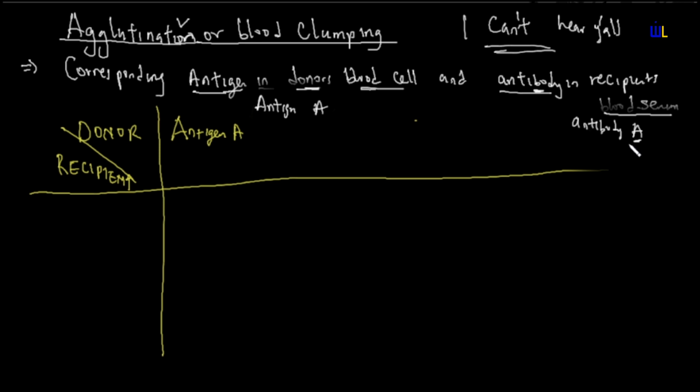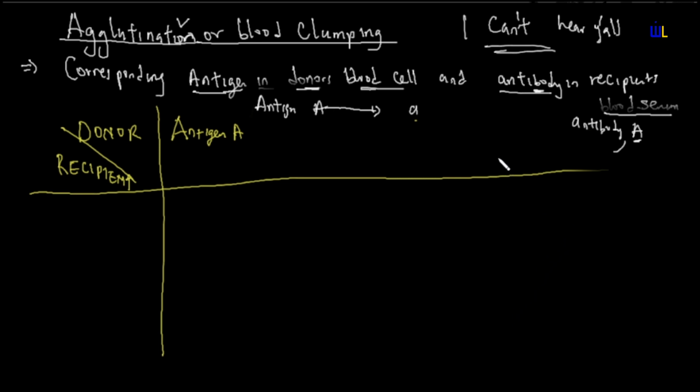Can you guys still hear me? Good. So anytime you talk about an antibody, it is anything that attacks something. So if you say antibody A, it means that any A that is coming in, this guy will begin to attack it. So if you have an antigen A coming in, the antibody A will start to attack it and lead to what? Agglutination. Is it clear?